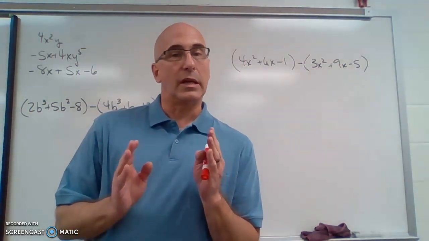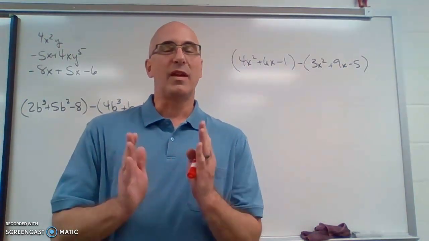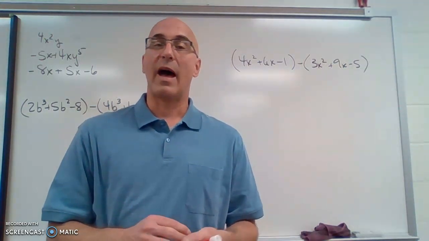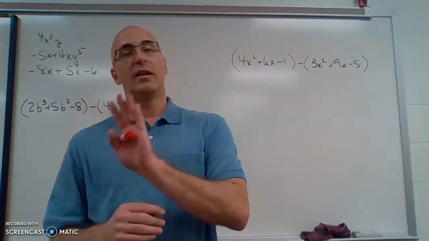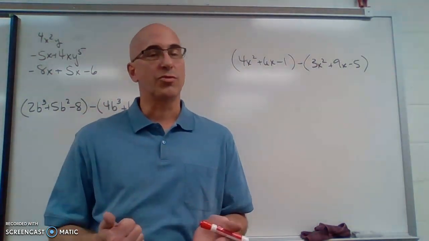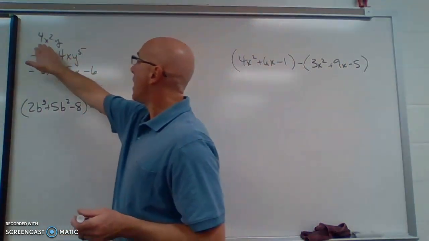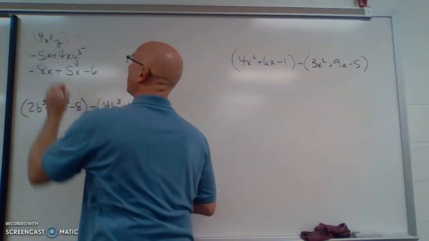So just like in regular numbers, if I had the number 3, the opposite of 3 is negative 3. If I had a negative 5, the opposite of negative 5 is a positive 5. Same thing is true with monomials and polynomials. So say I wanted to take the opposite of some of these.